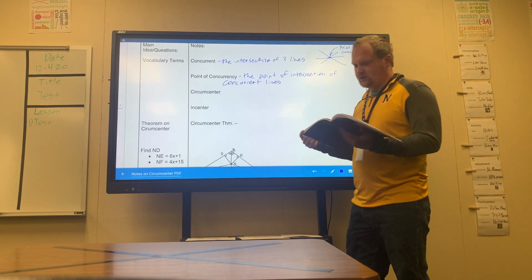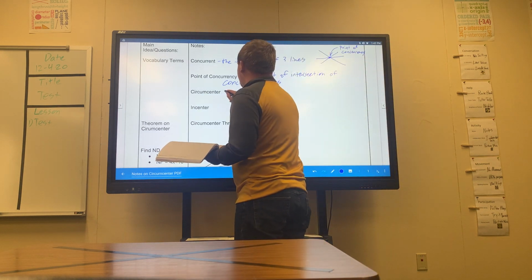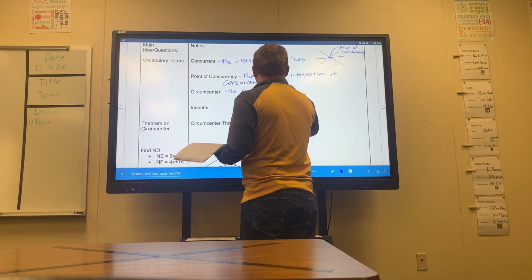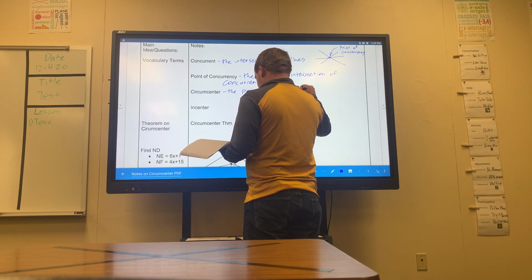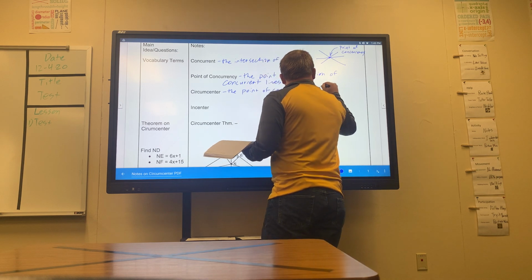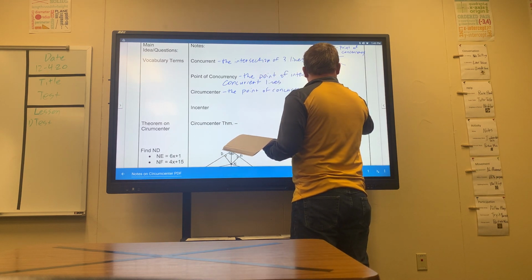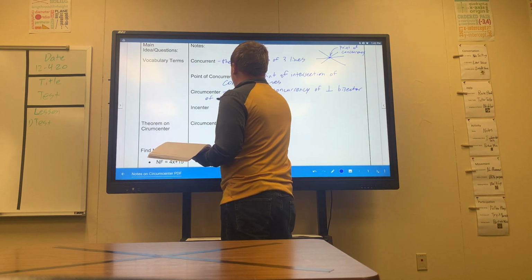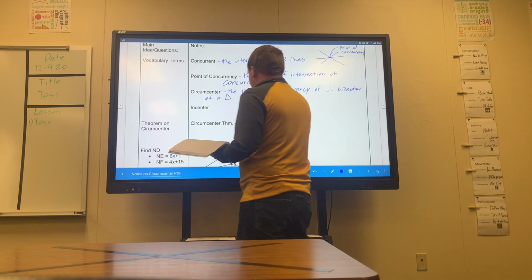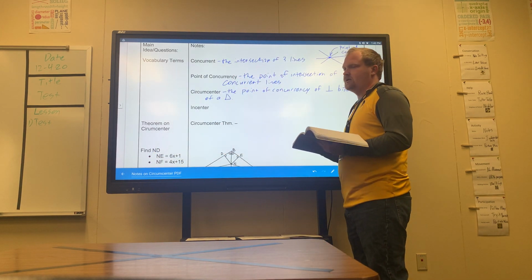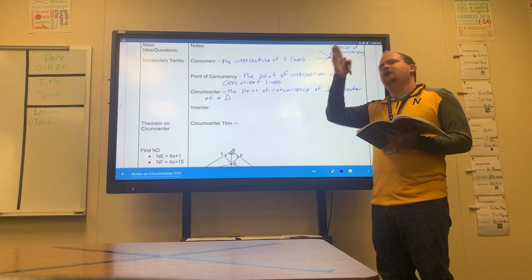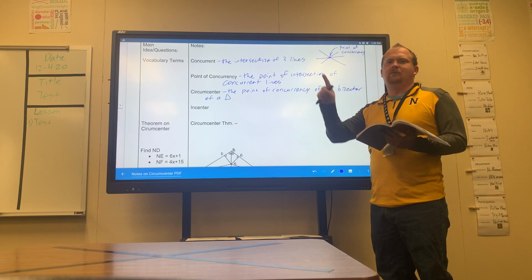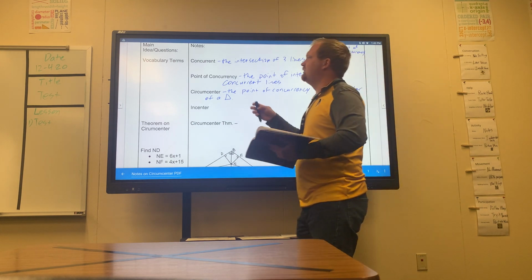Now, circumcenter, like I said before, is the point of concurrency of perpendicular bisector of a triangle. Okay, so basically, if I have three perpendicular bisectors on each side, it actually has a common point, and that point is going to be called the circumcenter.